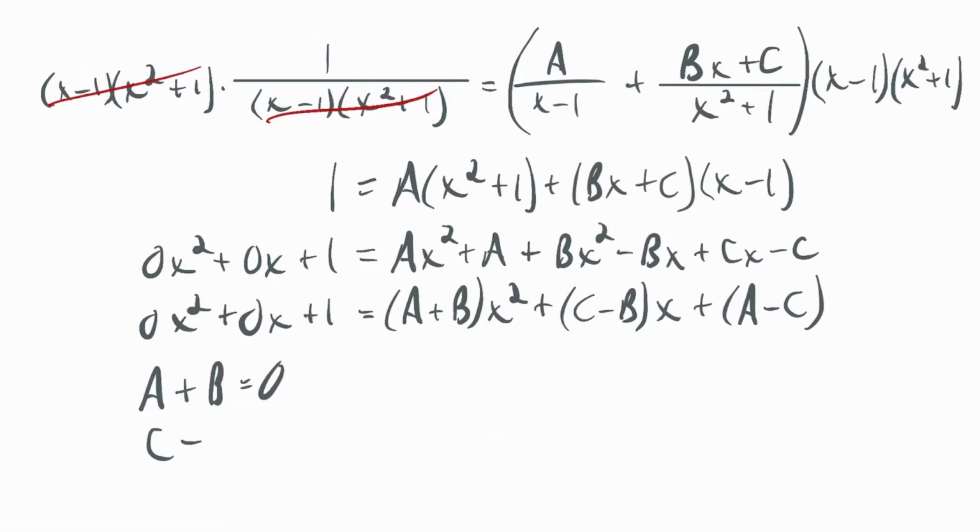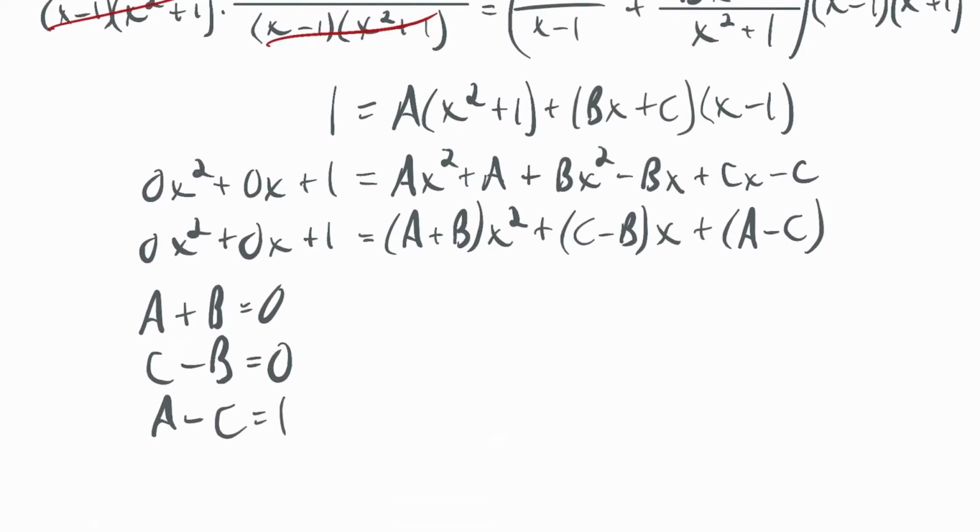c minus b equals 0, and a minus c equals 1. And we have three equations with three variables, which means we should be able to solve it. There are exceptions, but most of the time they'll be able to. I don't think on any homework assignment or test you'll have to worry about this not being solvable. It should always work. So there's a couple of approaches. I'm basically going to do elimination.